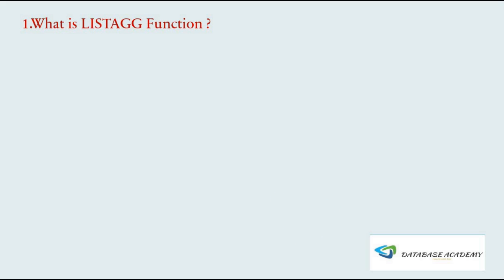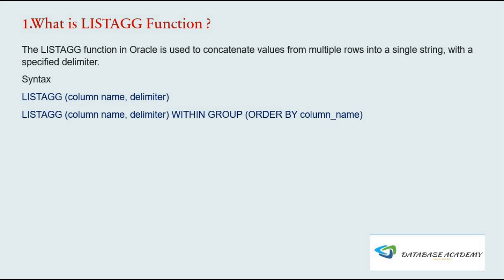The LISTAGG aggregate function is a built-in function in Oracle which is used to concatenate values from multiple rows into a single row with a specified delimiter. So we can specify the delimiter here. There are two parameters with this function. First is the column name, on which column we want to apply LISTAGG, and second is the delimiter, it can be a comma, a star, or anything we want to use.